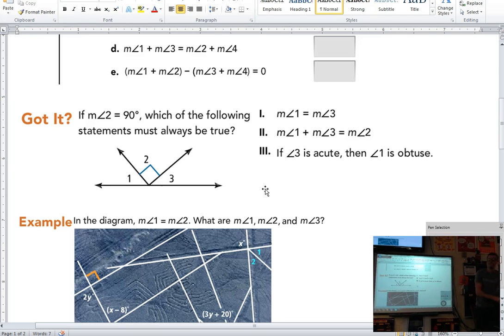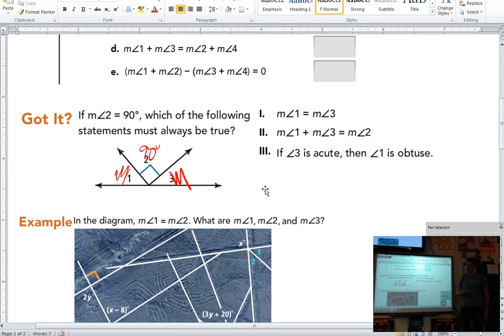If I think about the sum of angle 1 and angle 3, so this guy and this guy adding up to equal angle 2, do you think that'd be true? Why? The thing that has to stay true is my 90 degrees.